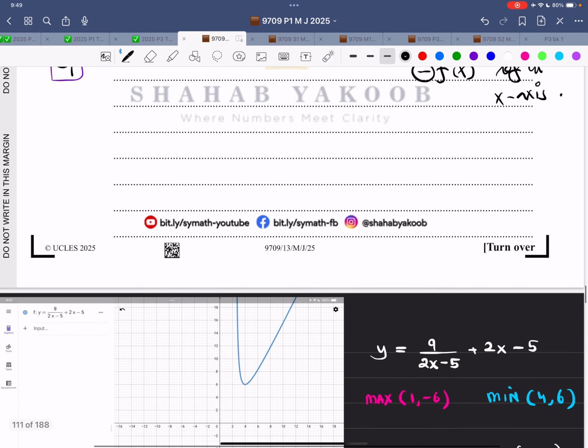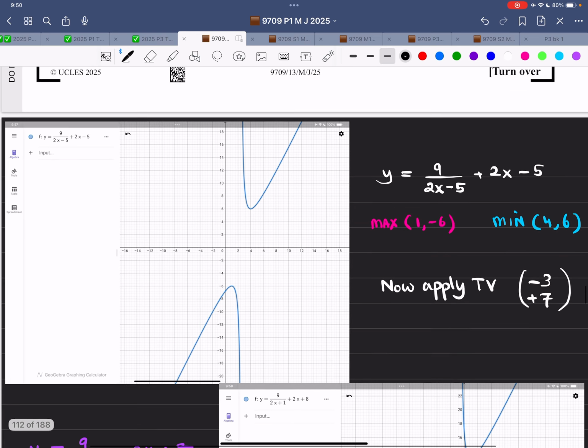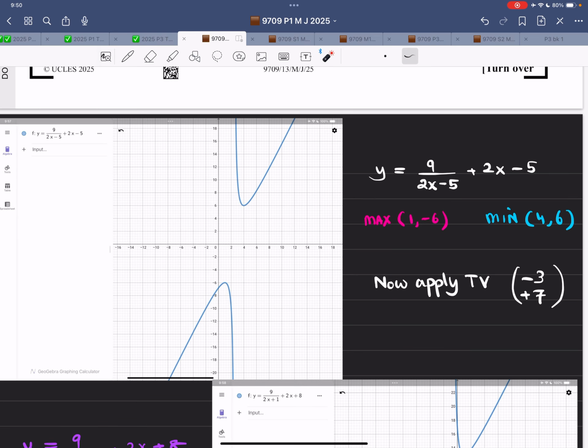So now I did something extra. What I did is that I just used an app and I drew this thing. You can see the minimum, you can see the maximum. Sorry, this is the maximum, that is (1, -6). So let me highlight this color. So this is the maximum, that is this one. And this is the minimum, that is this one.